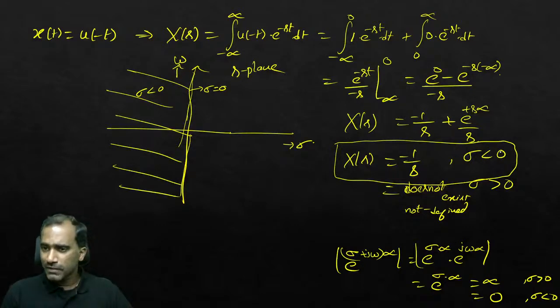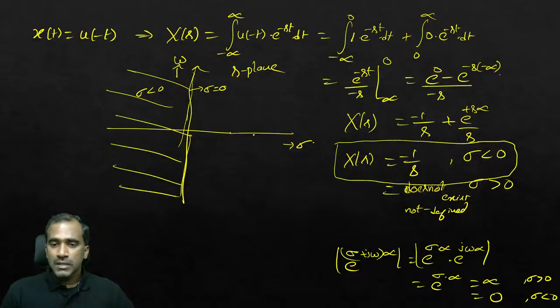Like that, whatever ROC we get, we can plot it as a region on a graph, on the S-plane. If you plot the region of convergence on the S-plane, we get it as a region. So for this region of values of sigma, the Laplace transform is convergent. The Laplace transform is well defined.